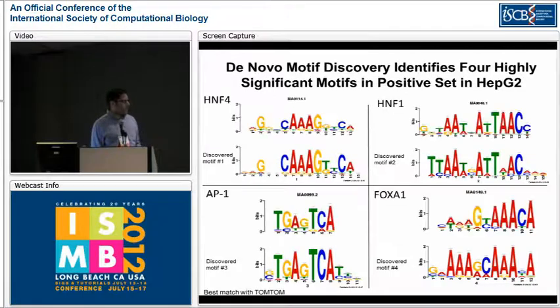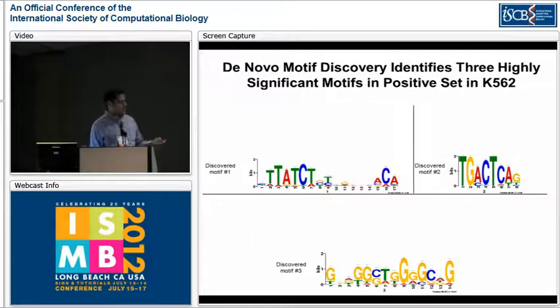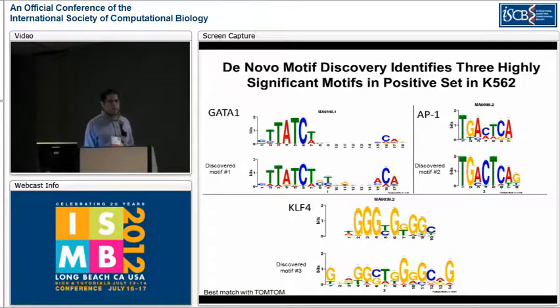And when we matched to the best known motif in a database using TomTom, you can see there was very high statistically significant agreement, that they matched well. And these correspond to known important liver regulators, and this is activator protein 1. And when we used the same sequences but put them into K562, you can again see a very good agreement between the motifs which were discovered and what was annotated in the database.